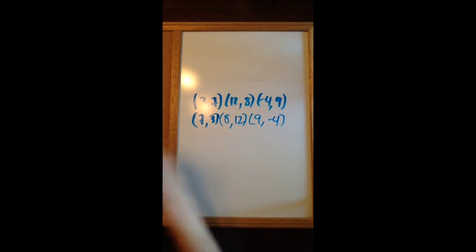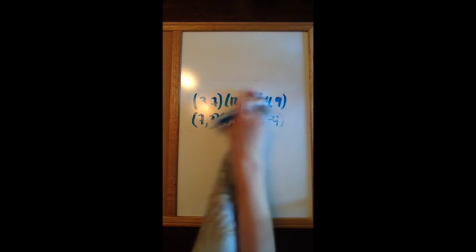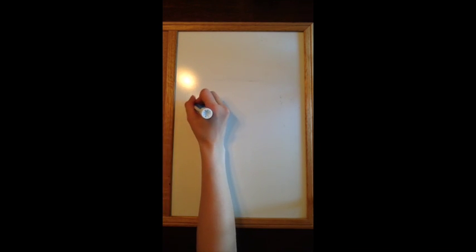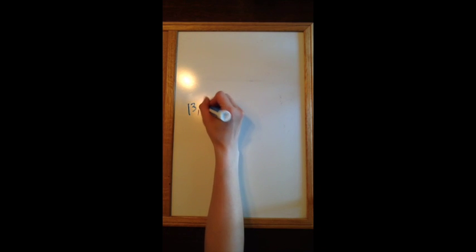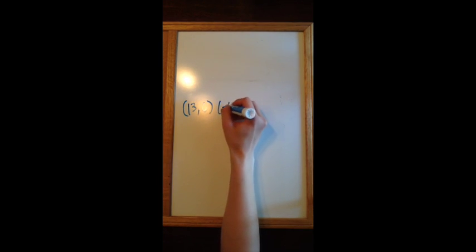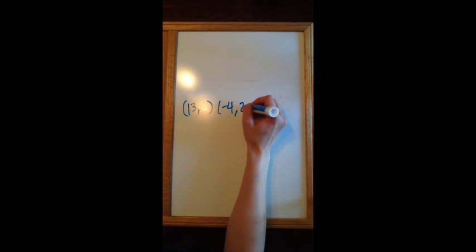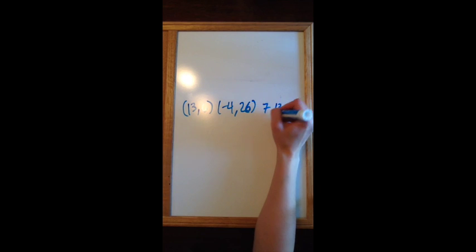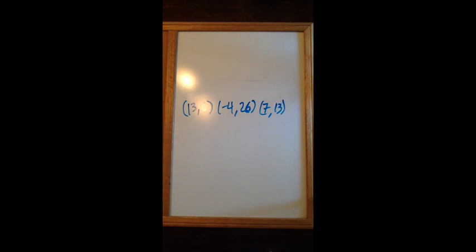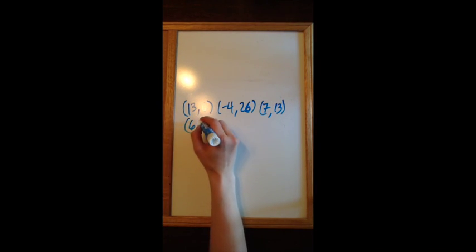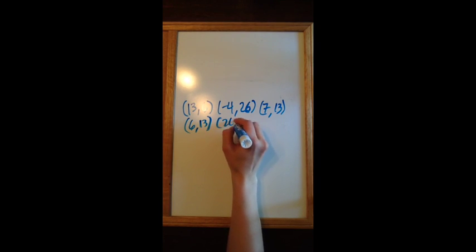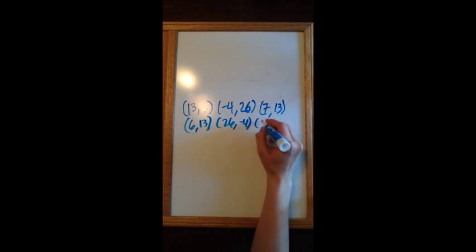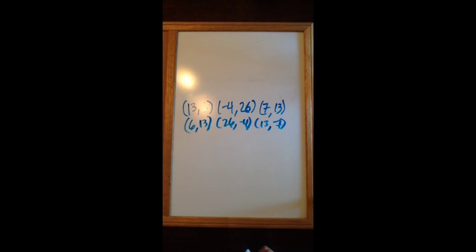So if I were to give you a different set of points, say (13, 6), (-4, 26), and (7, 13). I'm going to switch the x and the y, so I get (6, 13), (26, -4), and (13, 7).